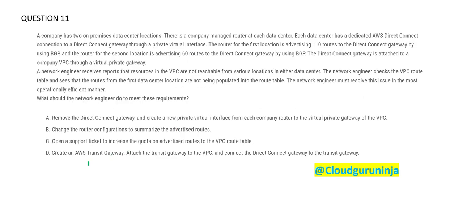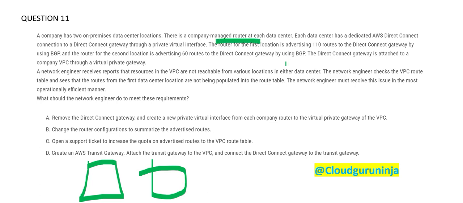See this next question. You have two on-premises data center locations. The company manages the router at each data center. Each data center has a dedicated AWS Direct Connect to connect with AWS. The router for the first location has 110 routes to the Direct Connect gateway, and the second one has 60 routes. So there are two locations.